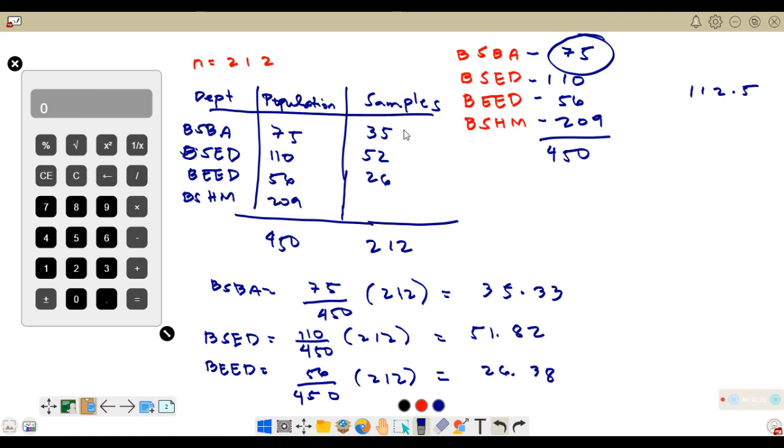Dito sa BSHM, since last na naman siya, it is not necessary na mag-compute ka pa ulit. Ang gawin mo na lang, add all of these 3 and then subtract it from 212. Whatever your difference will be, yun yung number of BSHM students. Pero pwede pa rin kayong mag-compute dito. Okay? So, ako, yung madali ang gagawin ko, add ko na lang to lahat. We have 35 plus 52 plus 26. This is all in all 113. 212 minus 113. You will have 99 students from BSHM department.